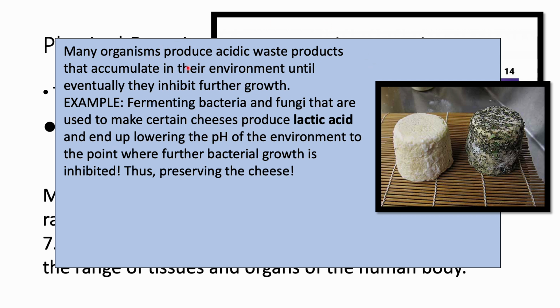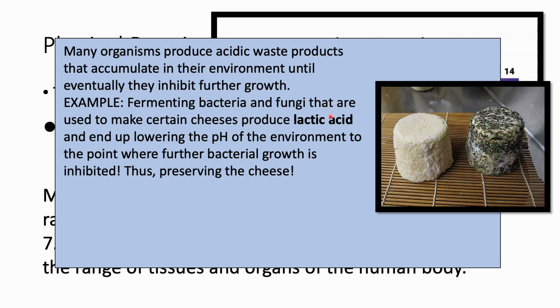And there are organisms that produce acidic waste byproducts. Those acidic waste byproducts accumulate in the environment and inhibit growth of bacteria that cannot survive in an acidic environment. So an example would be fermenting bacteria and fungi that are used to make cheeses. These types of bacteria produce lactic acid, which is acidic.